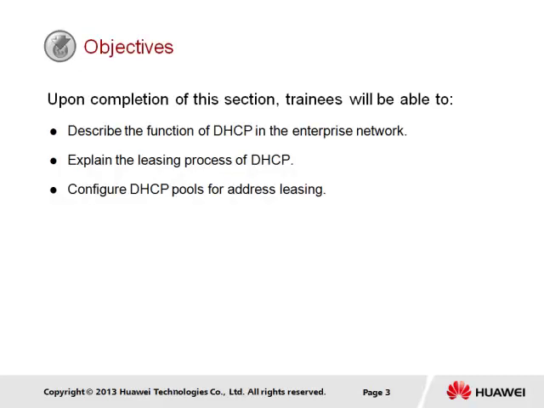Upon completion of this section, it is generally expected that trainees will be able to describe the function of DHCP in the enterprise network, explain the leasing process of DHCP, as well as configure DHCP pools for address leasing.